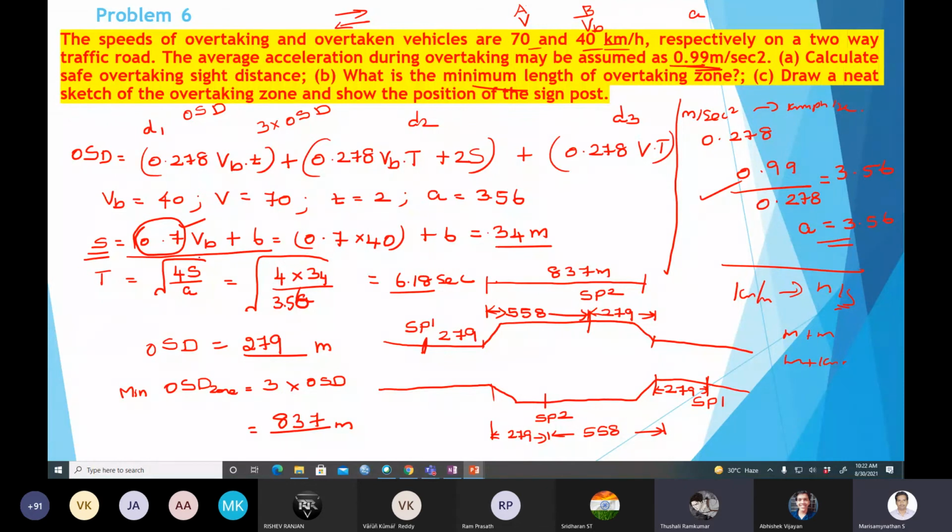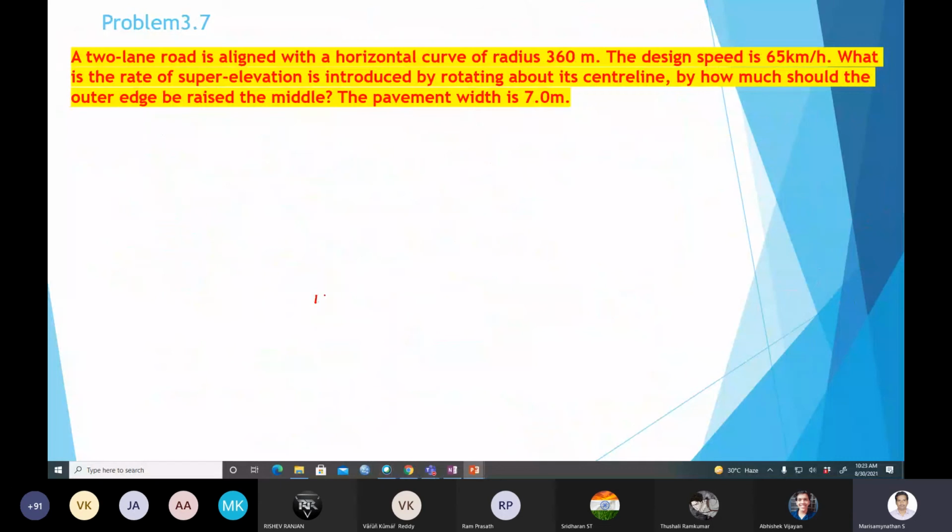Okay, sir. So in T, we have the root of 4S by a, and S is in meters, but a is in kilometers per second square, sir. So how will meter and kilometer both be there? It should be both in meters, or both in kilometers, no, sir?